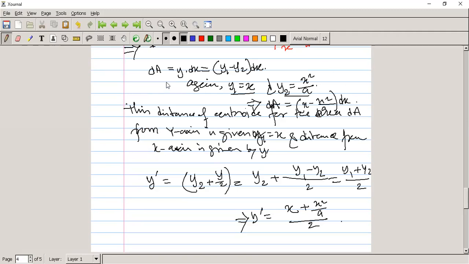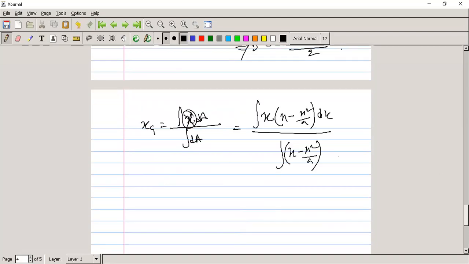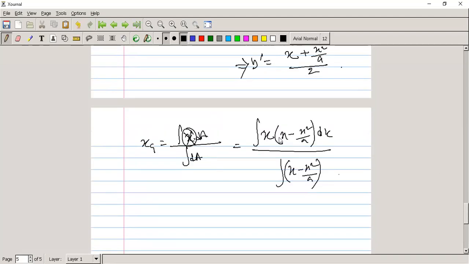See, here actually we have done now dA is equal to y into dx is equal to y1 minus y2 into dx. So y1 is x and y2 is x square by a. So we have to put dA is equal to x minus x square by a. So this thing we have to simply apply x minus x square by a, and instead of x is this and this is dx. So similarly here also this is also dx, and x is how much? 0 to a. So xg, if we do this calculation, you can find this one.